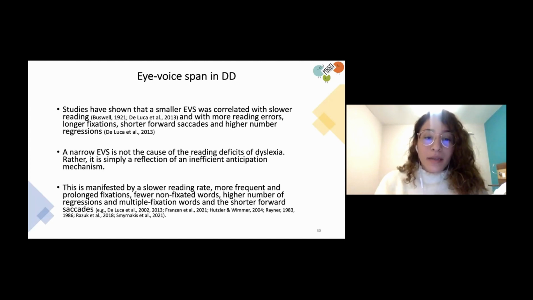So it seems that eye voice span is important for reading fluency, and this is also indicated by the fact that those who have a narrower eye voice span tend to fixate longer on words, make shorter forward saccades, and make more regressions. So it means that they are less fluent in reading. They spend more time processing the words because they are not benefiting from the eye voice span, which allows them to pre-process material before they even reach it.